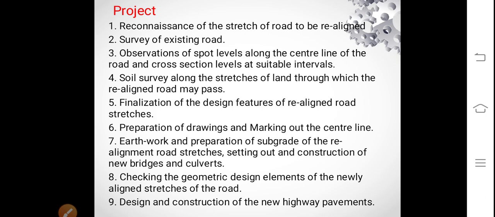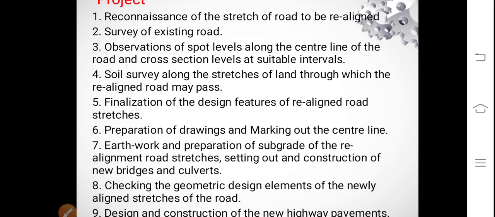Next, highway project. What are the various steps? Reconnaissance of the stretch of the road to be realigned. That means for a realignment project, how it is carried out. Survey of the existing road. Observations of spot levels along the center line of the road and cross-section levels at suitable intervals. Soil survey along the stretches of land through which the realigned road may pass.